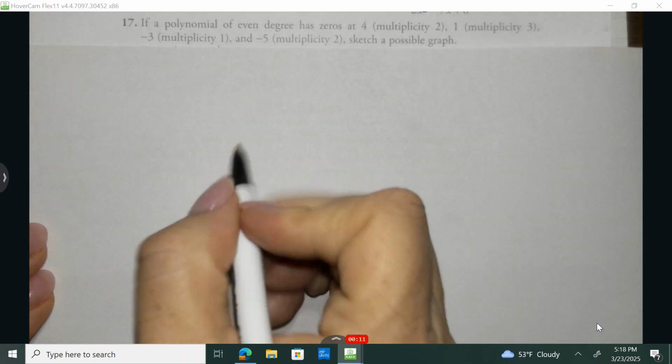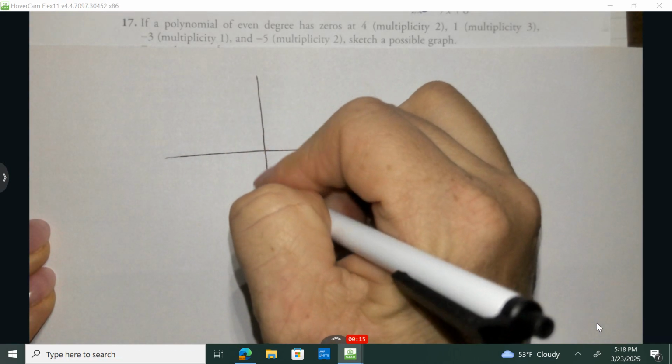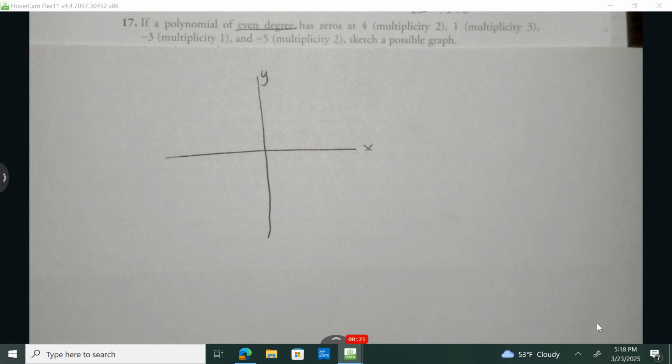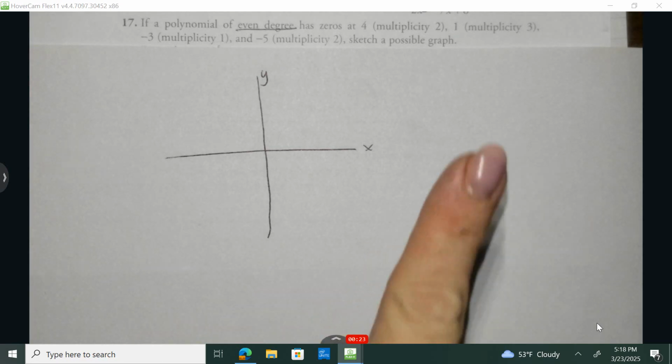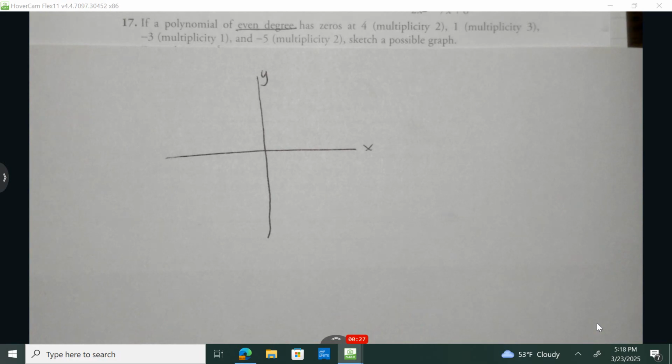If a polynomial function is even degree and has the following zeros with their multiplicities, sketch a possible graph. So let me make a Cartesian plane, which says x, y-axis. Now, I know that even degree means that as we go to the far left and the far right, they're going to be headed in the same direction and behavior. So they're both going to be headed up, or they're both going to be headed down. And this is just a possible graph, so we can do one or the other.